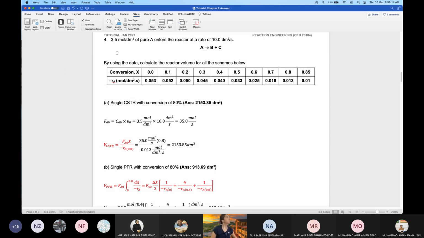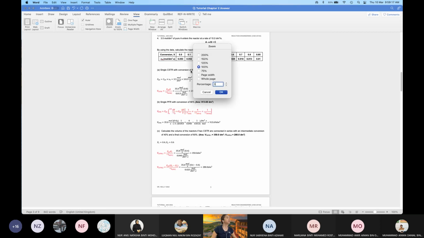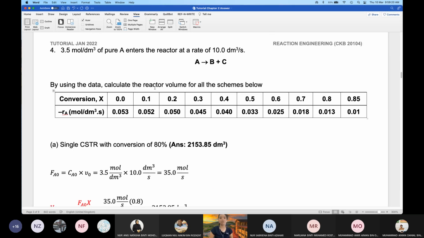3.5 mole per dm cube. Let me enlarge it again. 3.5 mole per dm cube of pure A enters the reactor at the rate of 10 dm cube per second. At this part, you must be really careful with the value that is given. You must really check what the given value actually is, because if you make a mistake in this part, the entire calculation will be wrong. First, read. It says mole per dm cube. Remember, mole per dm cube has the dimension of mole per volume. So, mole per volume is concentration.